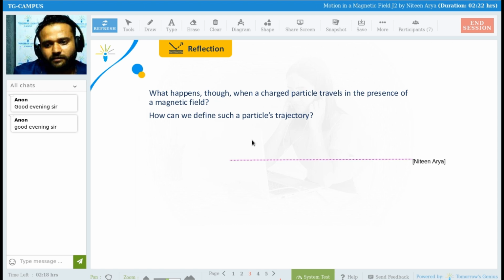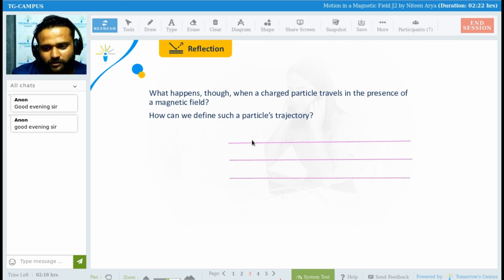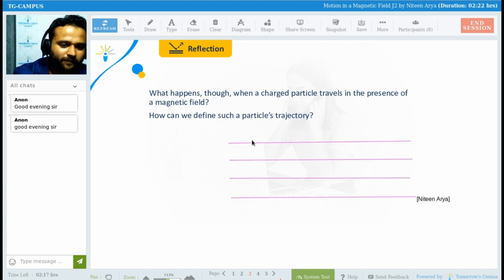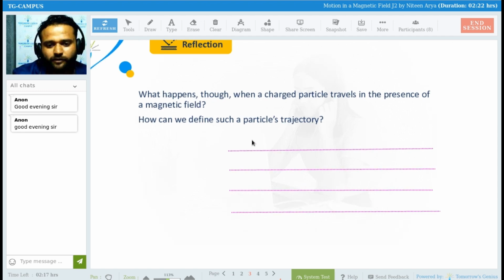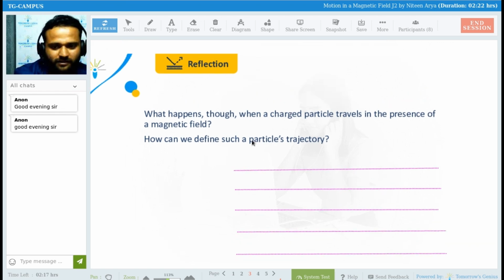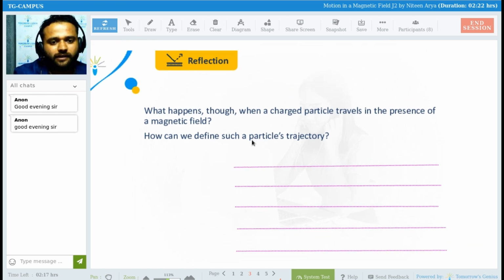Suppose this is your magnetic field, and the magnetic field is going to be uniform. We are not discussing non-uniform. What is a non-uniform magnetic field? One which is changing with respect to time, or with respect to displacement or distance. So this is your uniform magnetic field.